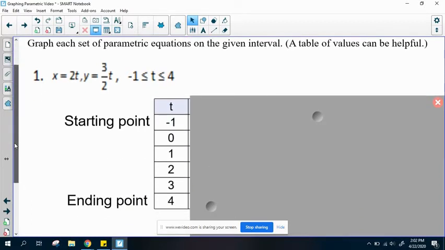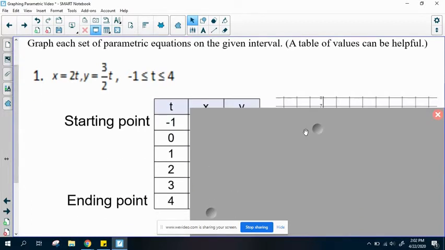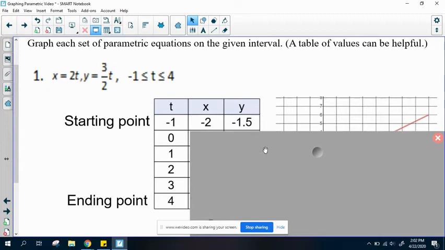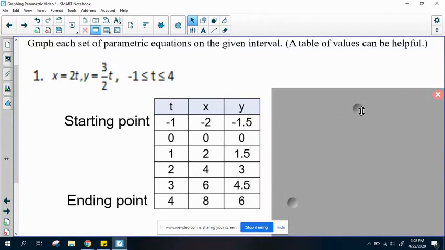In this situation, we're going to make a t, x, and y table, which is kind of new. At t being -1, you plug it into both x and y, and you get -2, 1.5, and you continue that process all the way from 0 to 4. And as you can see, I can come up with a variety of points.